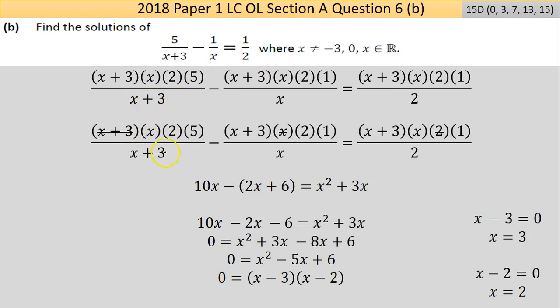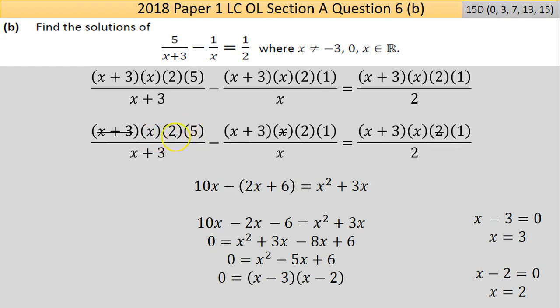So if I go ahead and do it here, I've tried to represent it here, that when there's something common top and bottom, they cancel. So nothing else cancels. The x plus 3's cancel. In the second term, the x's cancel. And the last term, the 2's cancel. Now I'm left with a lot of stuff left over, but now it's linear. There's no fractions.